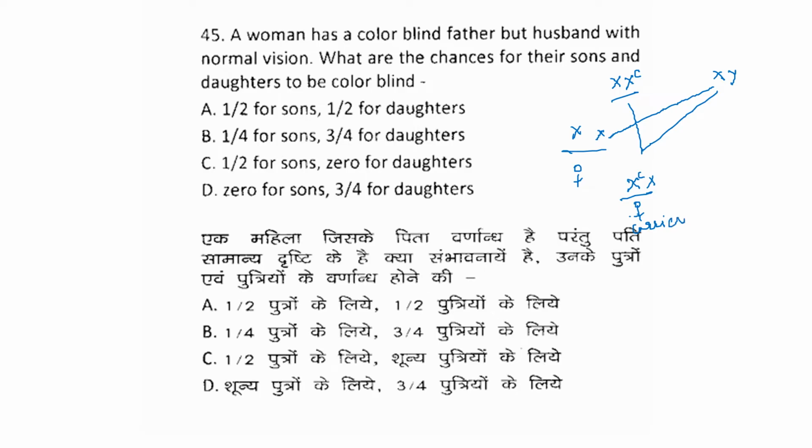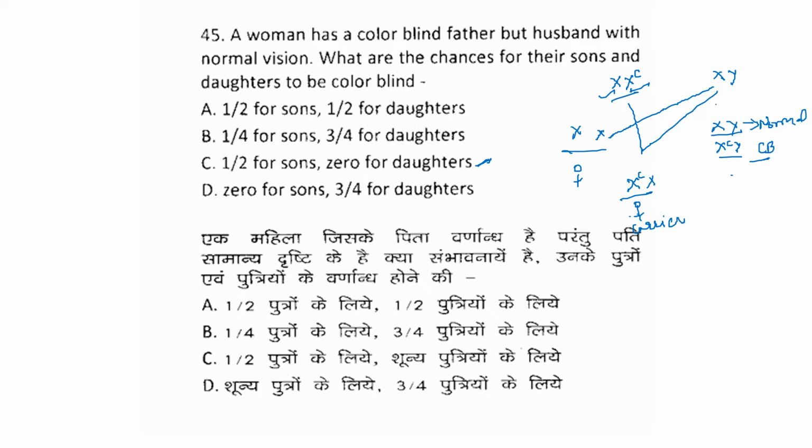So the daughter will either be normal or a carrier. So there is a zero chance for the daughter to be colorblind. And in case of the son, either the son will receive this X chromosome or this X chromosome. So the genotype of the son will be either XY or XCY. So in this case, it will be normal, and in this case, the son will be colorblind.